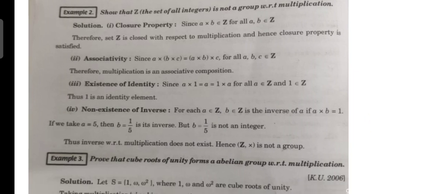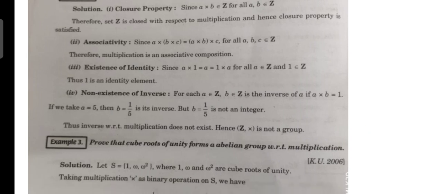Third property is existence of identity. We need to find such a number that if we multiply the number with whichever element of our set, then the element of our set is the result. So such a number is 1, which belongs to our set of integers. If we multiply 1 with any element of the set of integers, then it gives our element a only. So 1 is the identity element for our set Z.